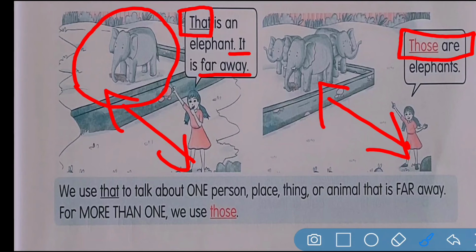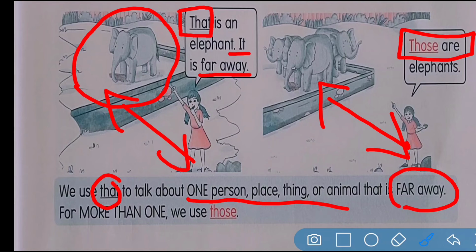Do you understand, students? So we use the word that to talk only about one person, place, thing or animal that is far away from us. Only one but far away from us, we use the word that. But if there are many, more than one, we use the word those. There are many but far away from us, we use the word those.